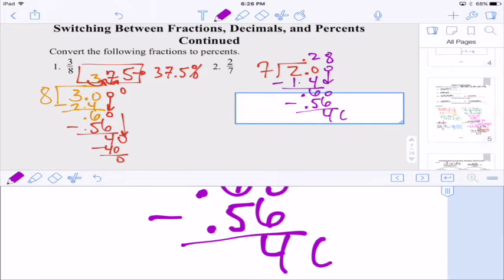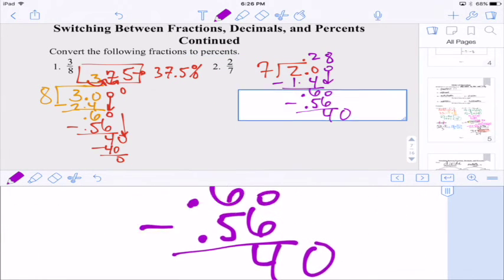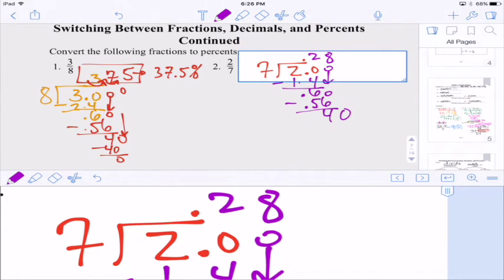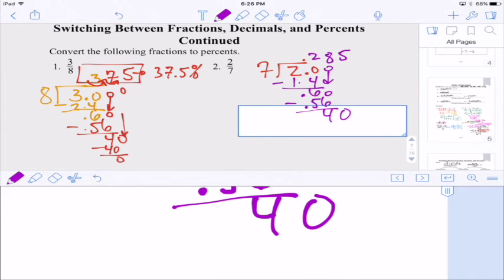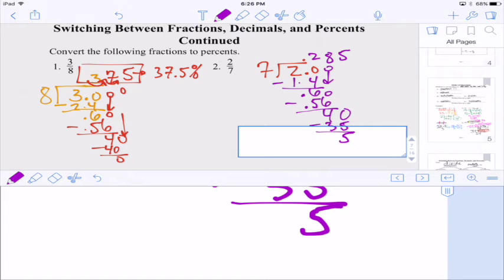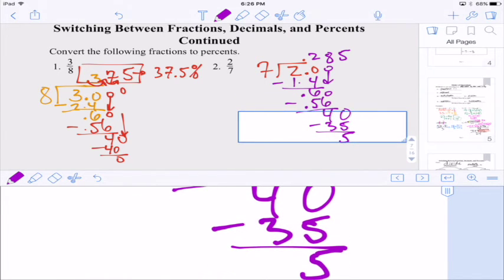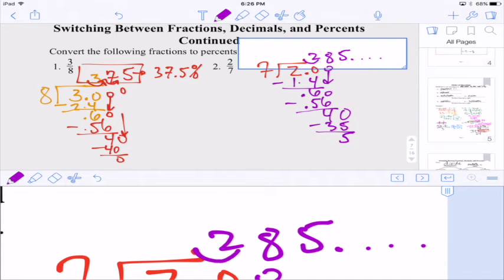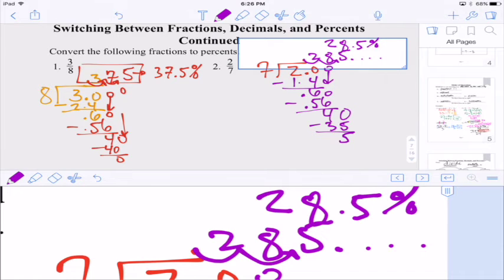Let's keep going. We need to add a 0. What times 7 gives us 40? Well, nothing. But 7 times 5 gives us 35. And we could subtract, and we get 5. We could keep going and keep going and keep going, but I'm going to stop right here because I know that this isn't going to end. So it keeps going on and on and on. So let's stop and let's just convert it to a percent from here. We'll move our decimal 1, 2. We get 28.5%.